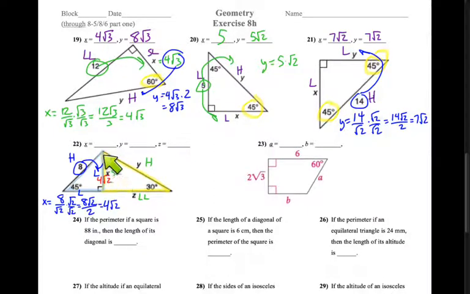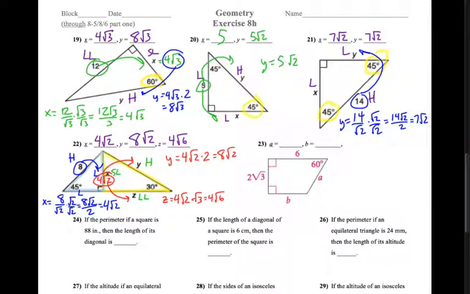Now this side, which was the leg of the 45, 45, 90 triangle, is also now the short leg of the 30, 60, 90 triangle. So I can use 4 square root 2 now to solve for y and z. To solve for y, short leg to hypotenuse, multiply by 2. To go from the short leg to the long leg, multiply by the square root of 3. The numbers inside the radicals go together, you get 4 square root 6 for z.